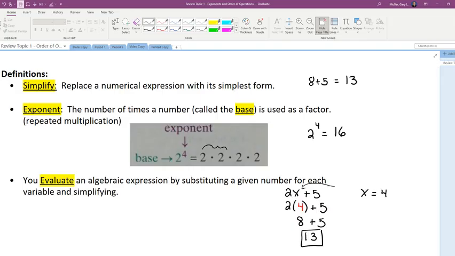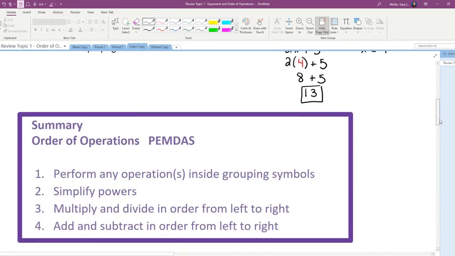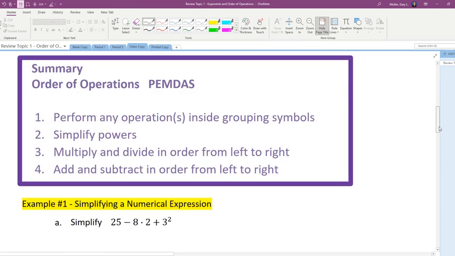All right, so evaluate and simplify go together. The main topic of today, however, is just to review something that you should be very familiar with, and that is the order of operations.